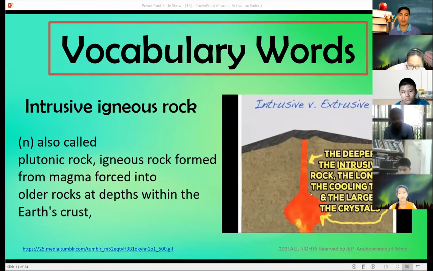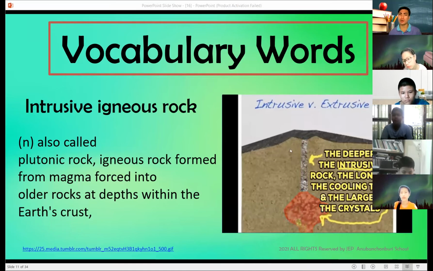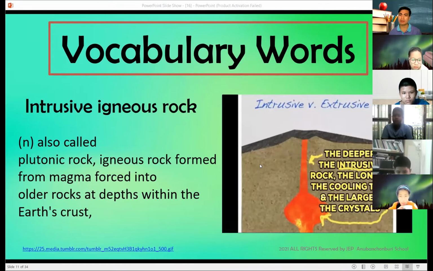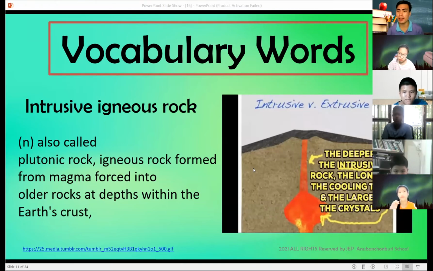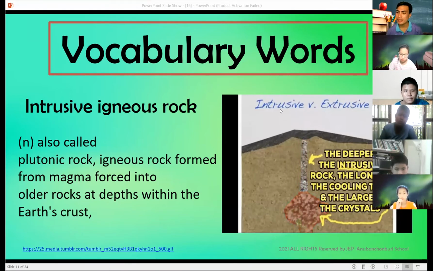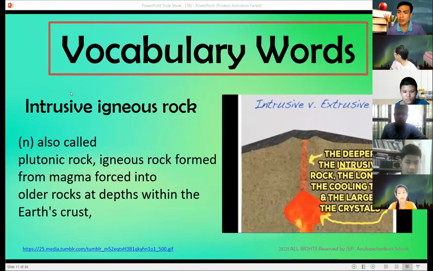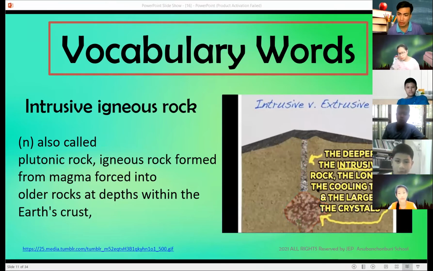What do you think? The magma will cool down quickly or cool down slowly? These intrusive igneous rocks, are they becoming rock faster than the lava or do they become rock slowly? What do you think? I will ask Natawat. The intrusive igneous rocks, are they formed from magma cooling down quickly or slowly?